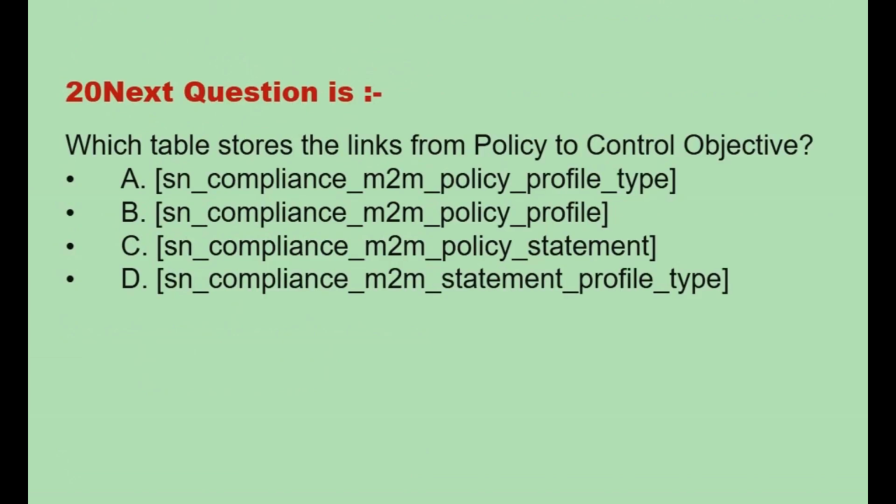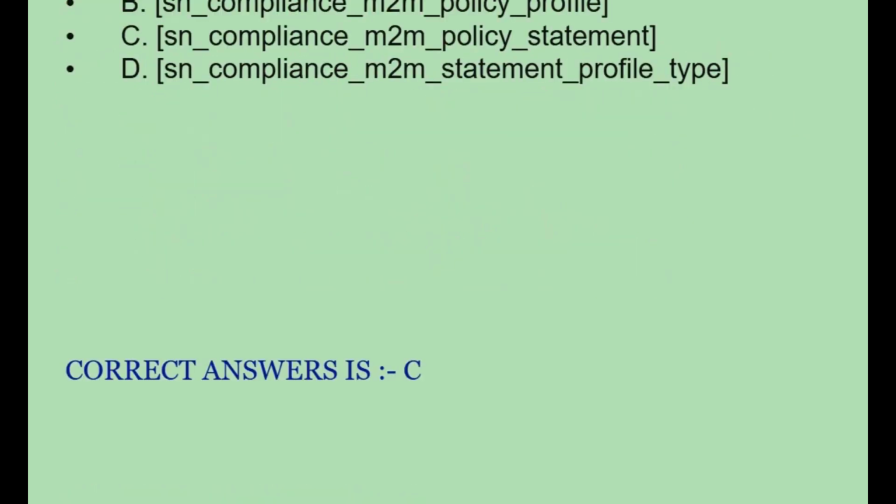Question is, which table stores the links from policy to control objective? Please see the options. Correct answer is option C.